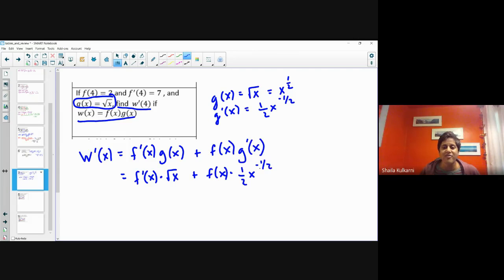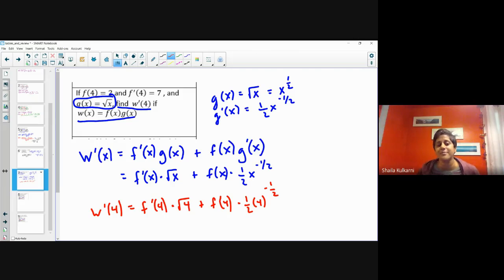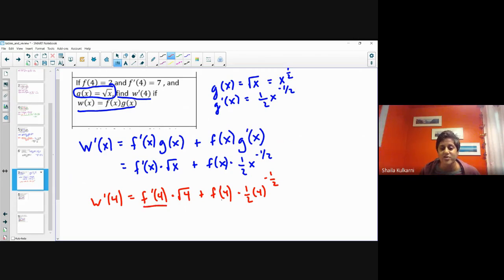to the -1/2 power. So now I can plug in 4, which is what I'm going to do. I'm going to plug in 4. I get f prime 4 times the square root of 4 plus f of 4 times 1/2 4 to the -1/2. Can I stop right here, ladies and gentlemen? Is it good enough for me to stop? Not yet, because it told me, and I have to fill out values for these guys, and it was given to me. So I have w prime 4 equals 7 times the square root of 4.